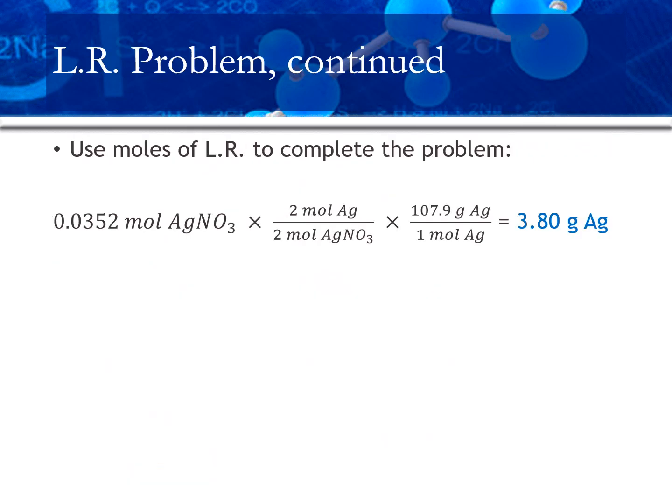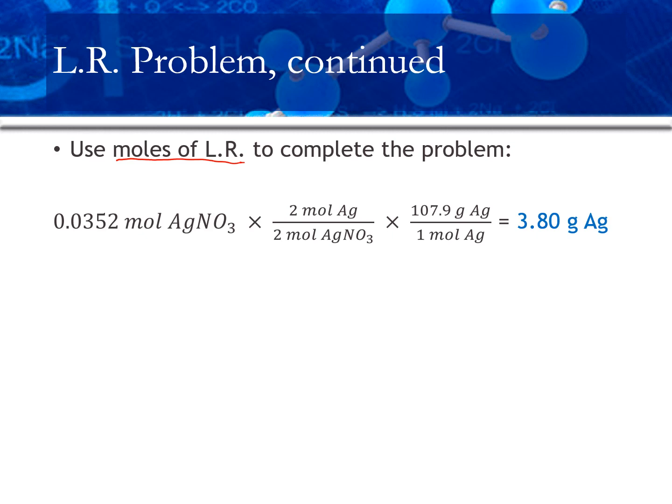Now let's complete the problem as requested in the previous slides. The question is how much silver gets produced. So now that we know what our limiting reagent is, we can use the limiting reagent, and you have to use the moles of limiting reagent, not the moles of anything else, to set up our problem. So we take our number of moles, 0.0352 moles of silver nitrate. We convert that into the equivalent number of moles of our target substance, in this case silver itself. And yeah, 2 divided by 2 is obviously 1.